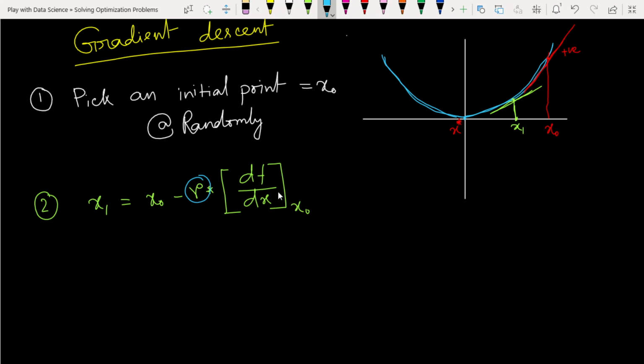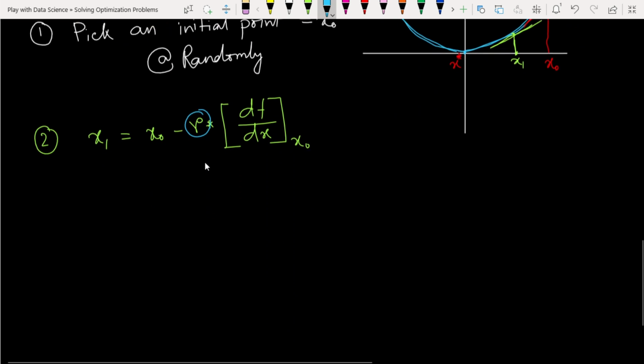I am not coming to this topic now, but I promise you, in one lecture I will also discuss how to choose a proper r. So please be patient with me. In this lecture I will not discuss it. So this value is called the step size.